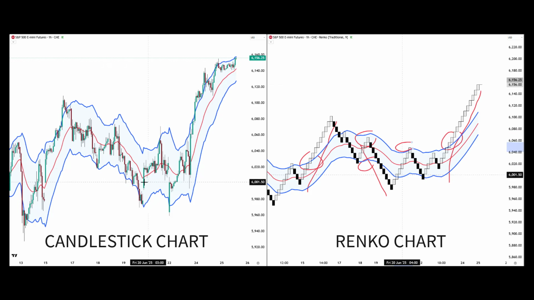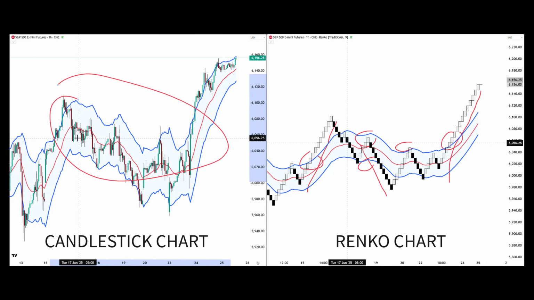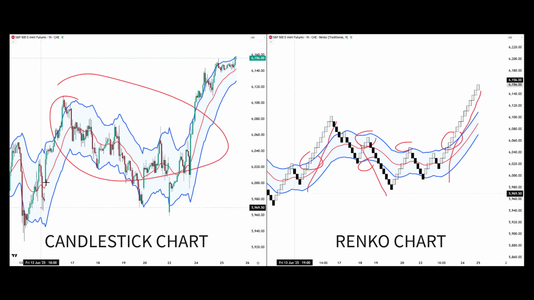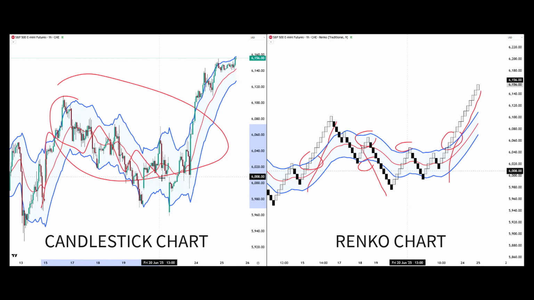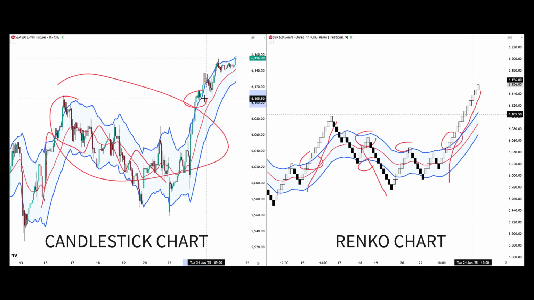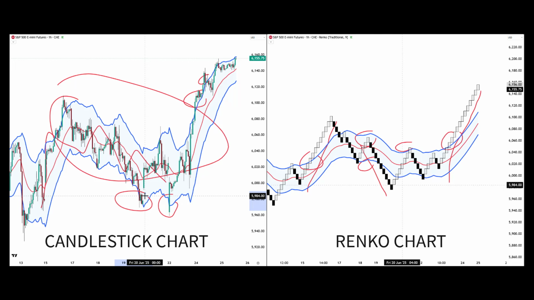Flip over to the candlestick chart there on the left. A lot of noise in the price action, red green candles all over the place. Is it long, is it short? Unsure. Not so clear movement between the channels, and the breakouts, well, they're certainly a lot harder to read than the Renko, and that's why I use Renko.